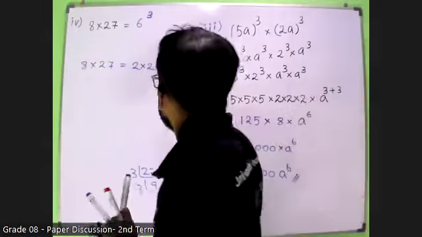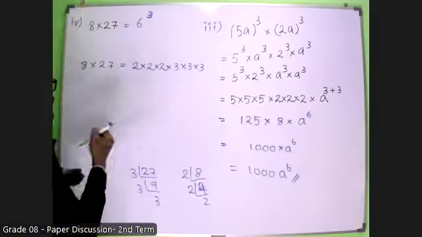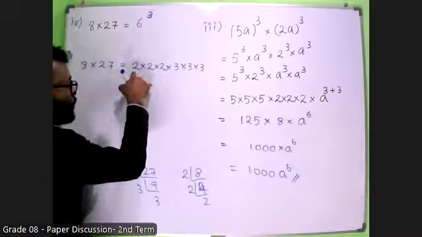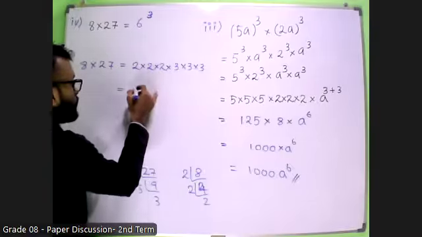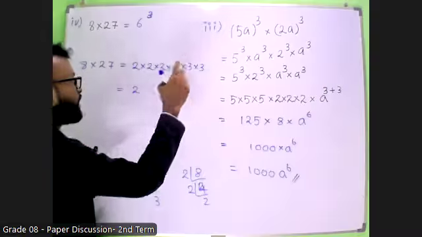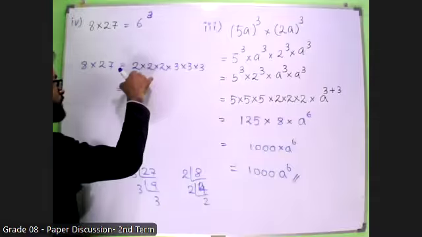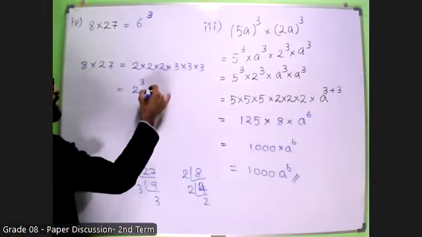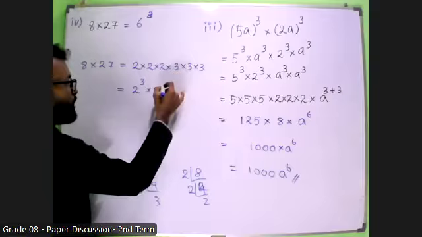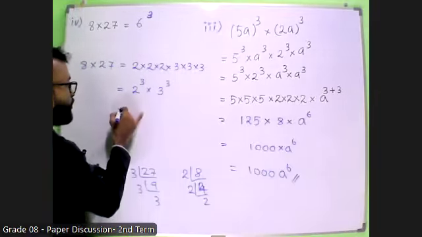So this is it. 2 times 2 times 2: the same base, and there are three 2s, so you can add them together. This can be written as 2 to the power 3. In the same way, this can be written as 3 to the power 3.